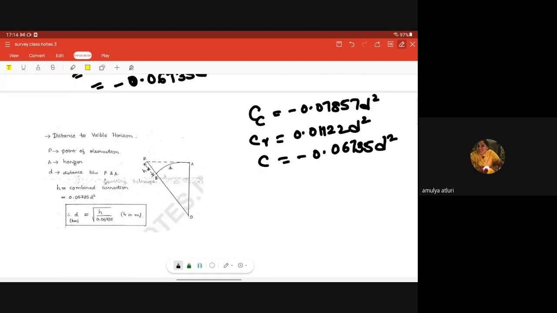Next, distance of visible origin. Generally we don't consider the curvature of Earth. If I see it like this, I feel it will be like a plane surface, rectangular, a plane perpendicular surface, and I will take this formula. But there will be a curvature.